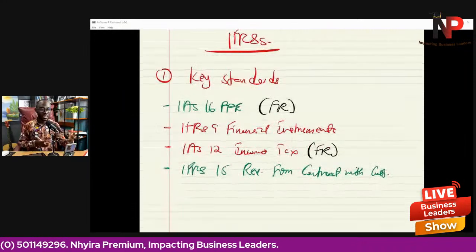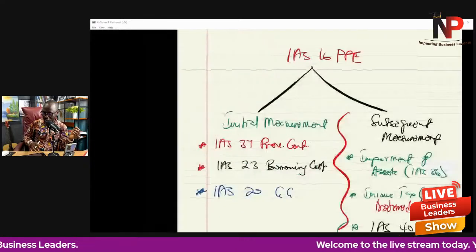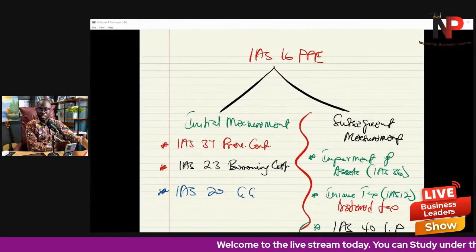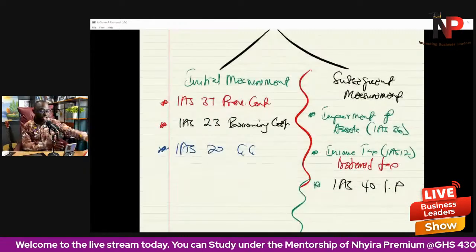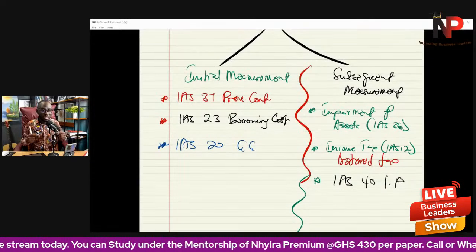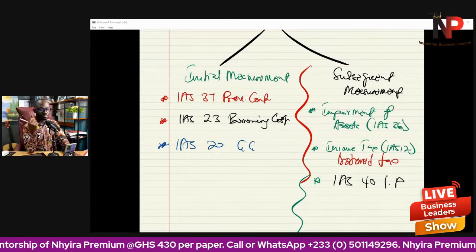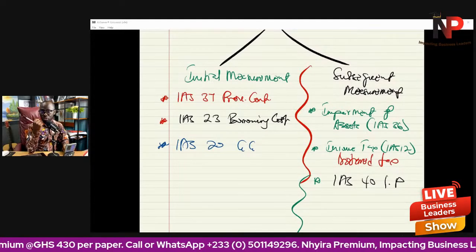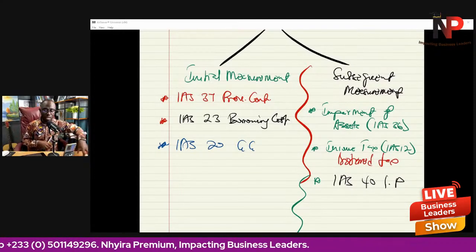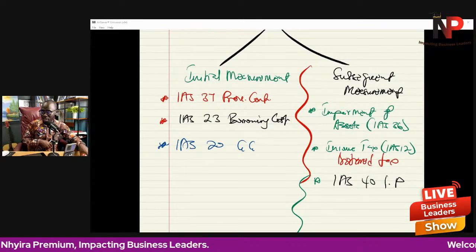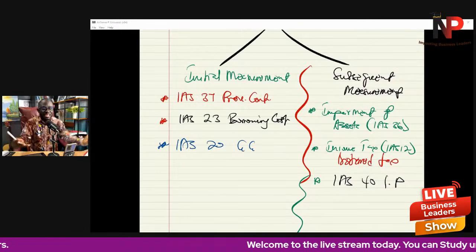So, key standards. Number one, IAS 16. But what am I saying? When you're learning IAS 16, note that there is initial measurement and there is subsequent measurement. At the initial measurement stage, note that there are three standards that connect with IAS 16: IAS 37, IAS 23, IAS 20. On the subsequent measurement, at least we can have impairment, we can have deferred tax coming in from IAS 12, and we can have investment property. So this is how you learn the standards together.